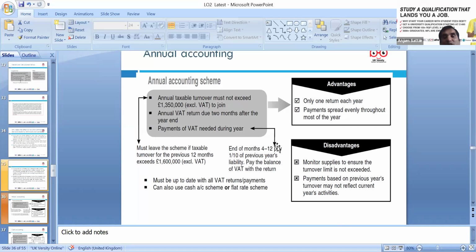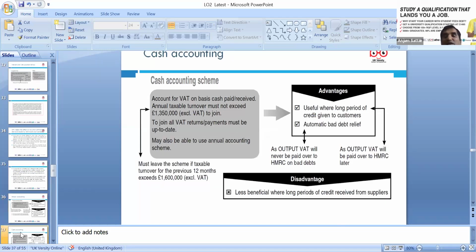And then of course we need to pay the tax. We can make the VAT payments in installments, but there is only one return in a year. That's the annual accounting scheme. Of course, each scheme has advantages and disadvantages, and whichever you use, that can be used. Cash accounting is quite a useful scheme. Then again, there are the threshold and the limit.